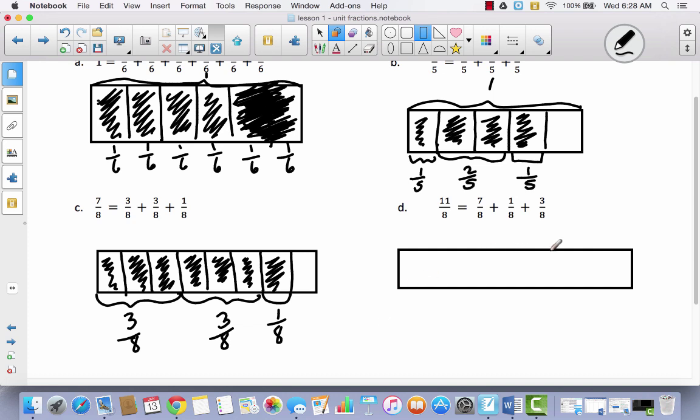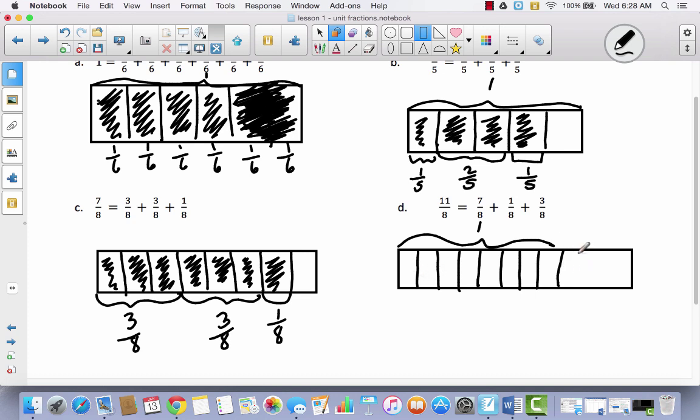So here's what I'm going to do. This is going to be my hole, just like this, okay? So I'm going to go ahead and label this one hole. And then I'm going to divide this into eighths, just like I did the last one. So I'm dividing it into fours, and I'm going to go ahead and divide each of these into halves. So now I should have 1, 2, 3, 4, 5, 6, 7, 8.